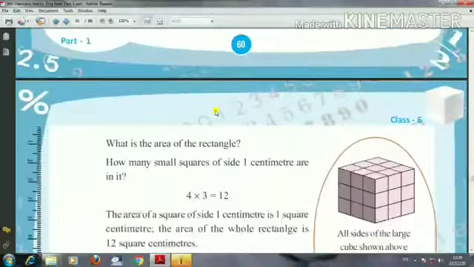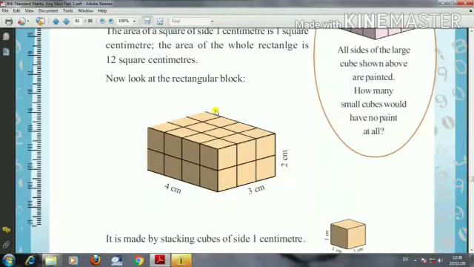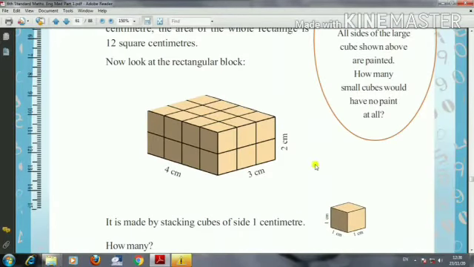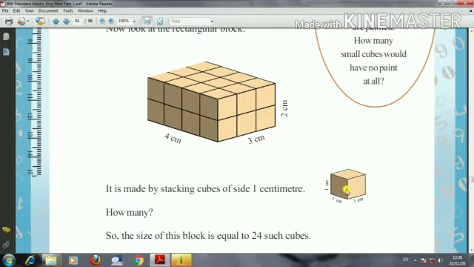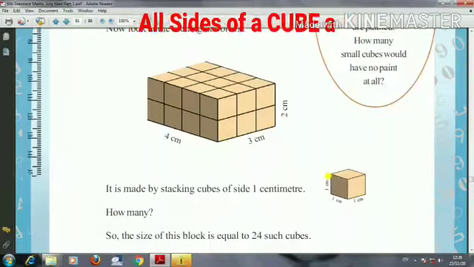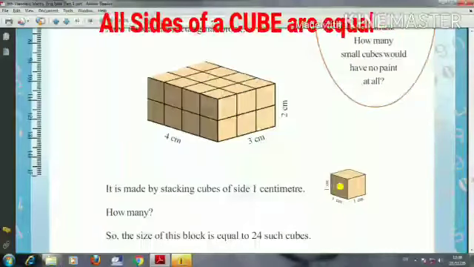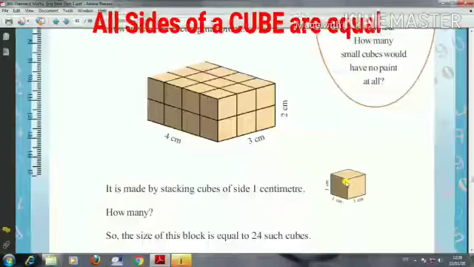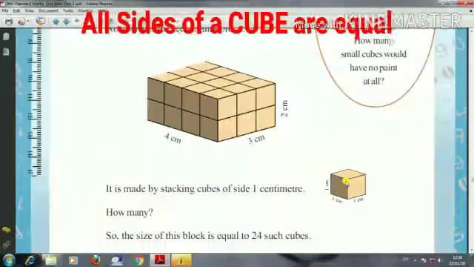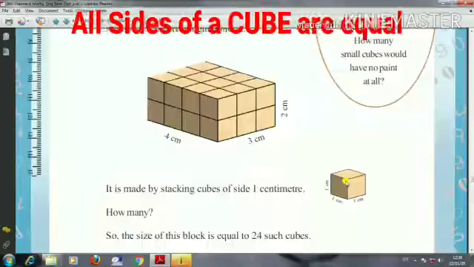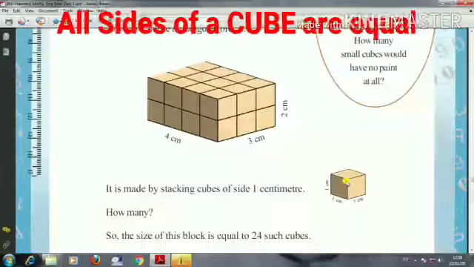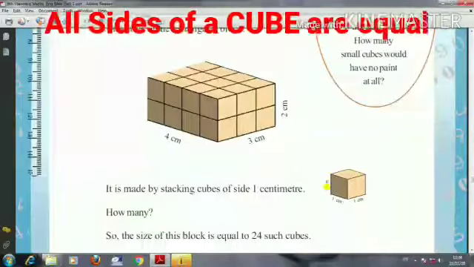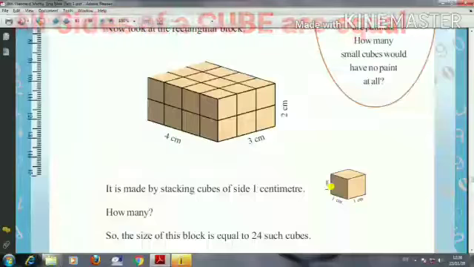Now you can see some more blocks here. What is special about this block? Let's take one block here. You see the length is 1 centimeter, breadth is also 1 centimeter, and height is also 1 centimeter. So length, breadth and height are the same. Such a solid is known as a cube. And what is special about a cube? The peculiarity of a cube is that the length, breadth and height are the same.